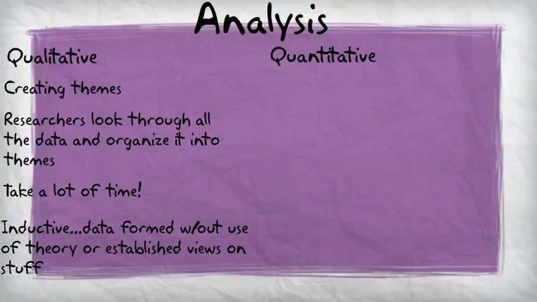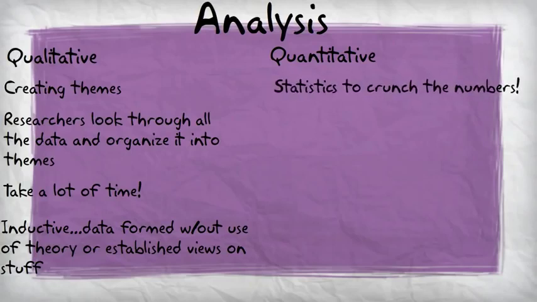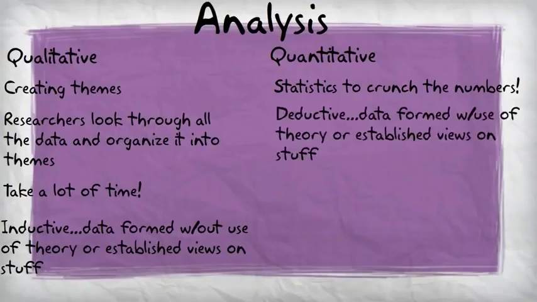On the other hand, in quantitative research, analysis involves the use of statistics to crunch numbers and figure out what those numbers mean in terms of answering a research question. Qualitative research looks at themes, quantitative research and analysis crunches numbers, statistics. Quantitative research is also usually deductive. It's based from existing theories and information that's already out there to help form research questions and how data is collected and how it's analyzed.